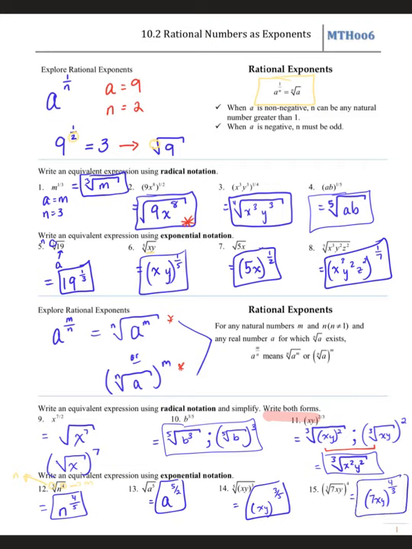Now I said we were going to come back to 11 because we had to simplify this one a little bit. You can see the two forms here, the cubed root of xy squared, or the cubed root of xy, and the whole thing's being squared. All we're going to do is simplify inside this radical by distributing the power of 2 to the x and the y to get the cubed root of x squared, y squared. Good, let's move on to the next page.